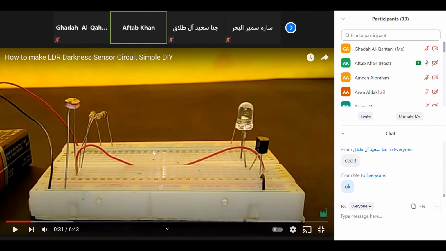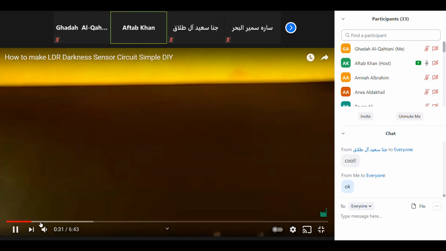Their shop is so cool. Even I bought a lot of components from there. So it's Huber. Maybe I can tell you the address if you want. You can go and check different colors of LEDs and all. So how cool this one, you can see this one.